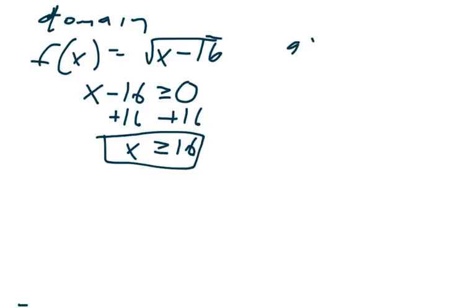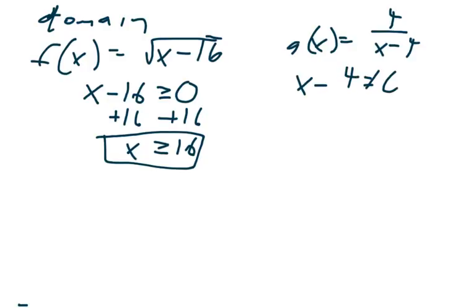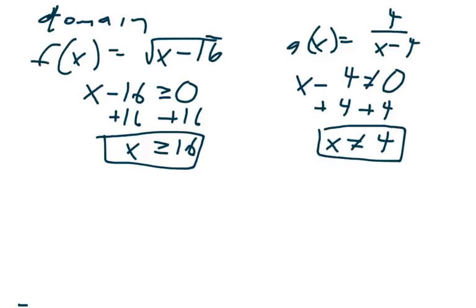And then I got g of x equals 4 over x minus 4. In this case, we have a division problem, which means I'm going to take the x minus 4, and I know that the bottom of a fraction, or when I divide, I can't divide by 0. Add 4 to both sides, and x cannot be equal to 4. And that's the answer for 4b.